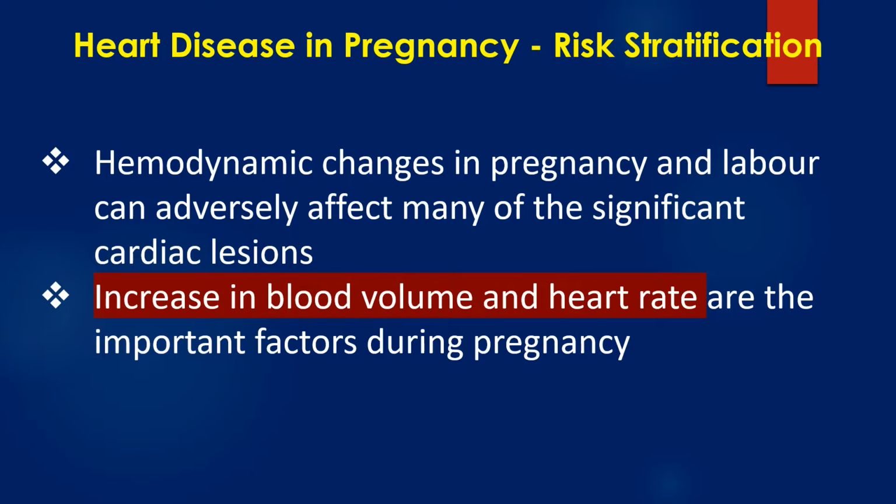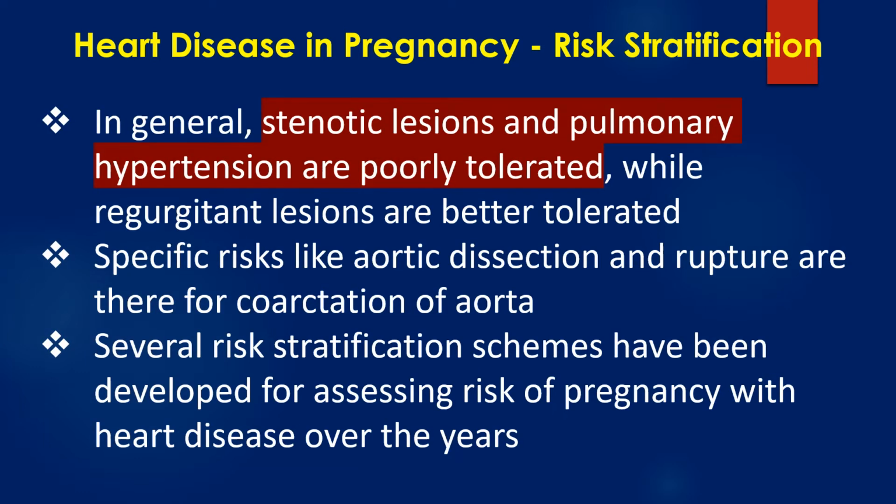Increase in blood volume and heart rate are the important factors during pregnancy. In general, stenotic lesions and pulmonary hypertension are poorly tolerated, while regurgitant lesions are better tolerated. Specific risks like aortic dissection and rupture are there for coarctation of aorta.